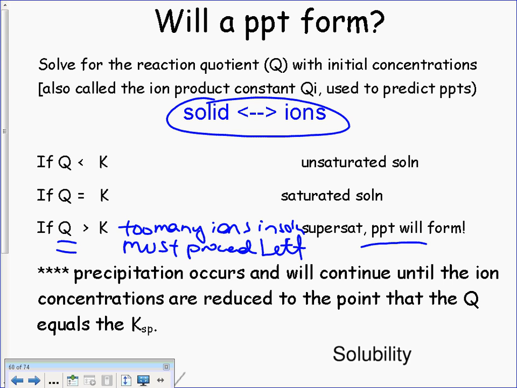questions. If it's unsaturated, that's because there's too few ions in solution, so too few ions means you must proceed which way?